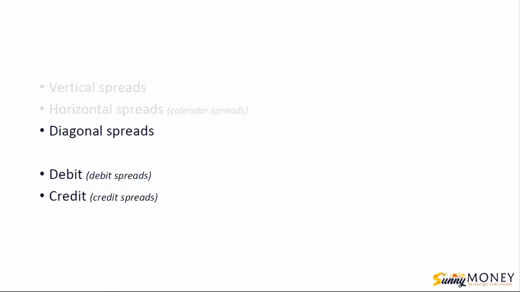The diagonal spreads are a mix of vertical and calendar spreads because they are built using option contracts on different strikes and expiration dates. They too can be debit spread or credit spread, depending on the overall premium paid or collected. Let's move on and examine the risk profile of a diagonal call spread.